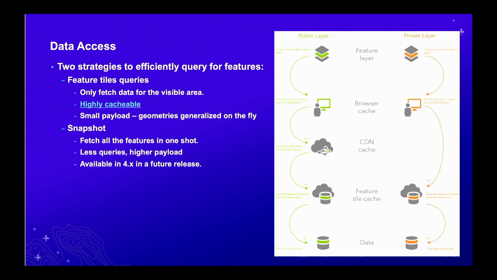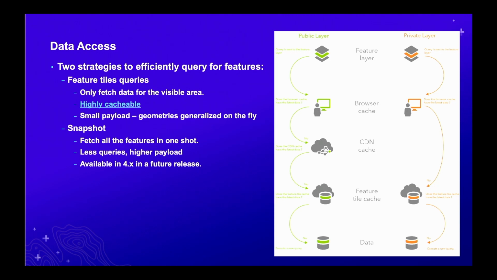The advantage of the tiles, and we'll talk a little bit about it, is that the payload of a tile is very small because the geometries are generalized on the fly by the server. So we fetch the tile for the resolution or the scale of the view, right? We don't need to fetch highly detailed geometries because you are very zoomed out. When you are zoomed out, a building down on the ground doesn't need all the details because it's not even visible at this scale.